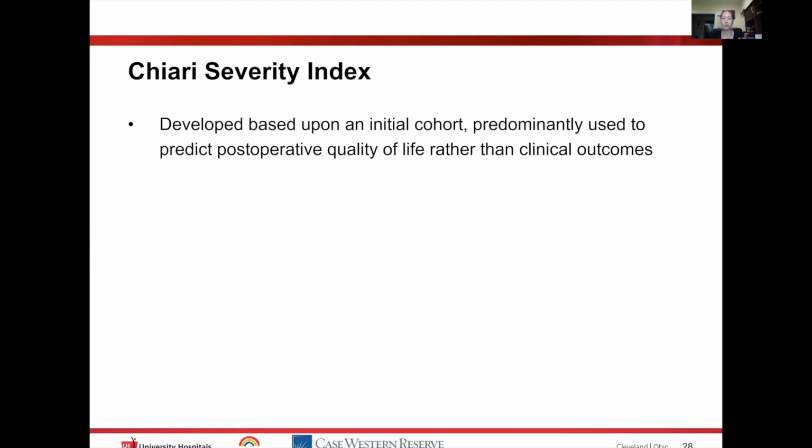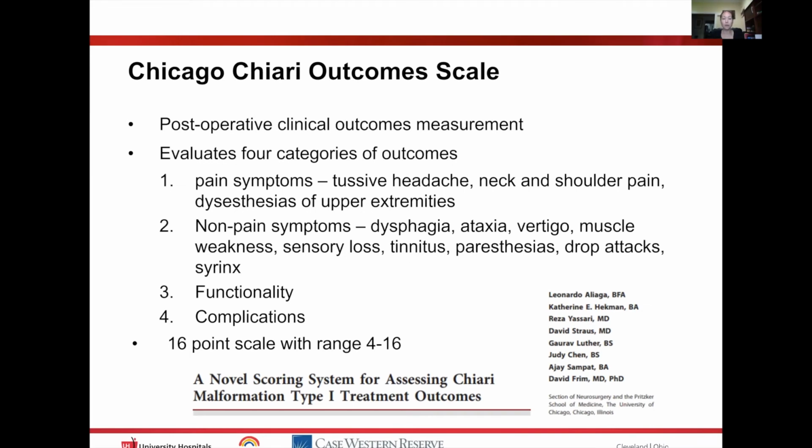So there are still additional studies looking at how good this is as a predictive tool. Again, some of the studies that are looking back are comparing clinical outcomes rather than quality of life, which is not what it was validated for. So it's important when you use these types of tools to understand how they were designed and what they're intended to predict or measure. And then finally, the other main tool that we have is the Chicago Chiari Outcome Scale.